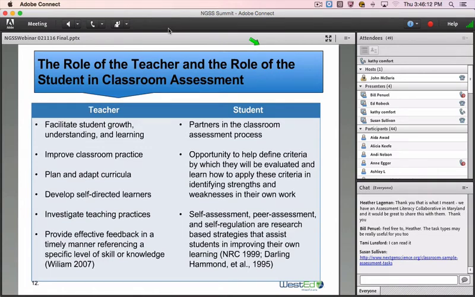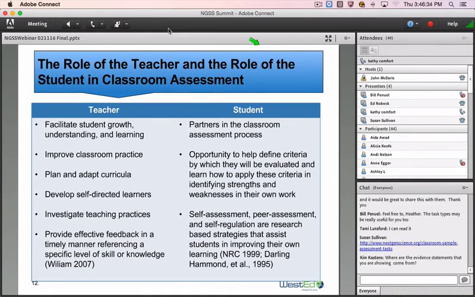Okay, so just looking through the research on the role of the teacher and the role of the student in classroom assessment, I think a lot of us understand that when teachers are using classroom assessment, they want to facilitate student growth and understanding through using the results to, on the spot, improve classroom practice, to modify their instruction, and for developing self-directed learners. And one thing that's really important is that they're also providing effective feedback in a timely manner on student-specific skills or knowledge. And according to William, this feedback is really important.